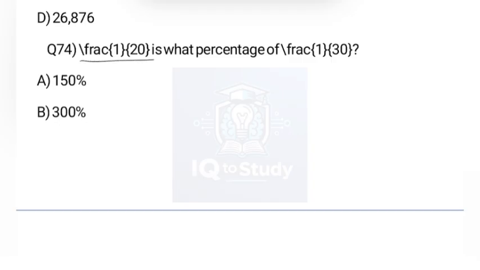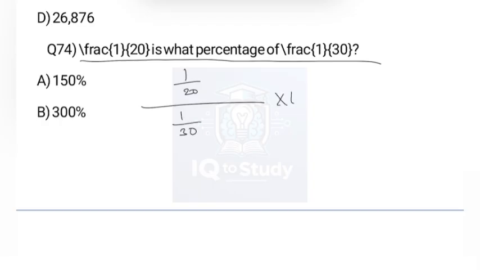1 by 20 is what percent of 1 by 30? 1 by 20 divided by 1 by 30 into 100, that is equal to 1 by 20 into 30 by 1 into 100, which is equal to 150.